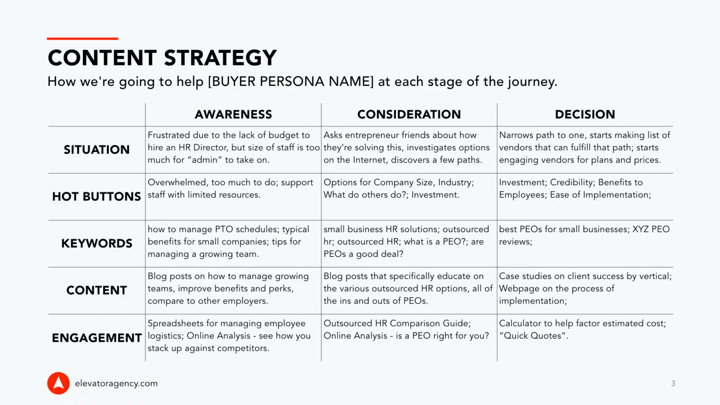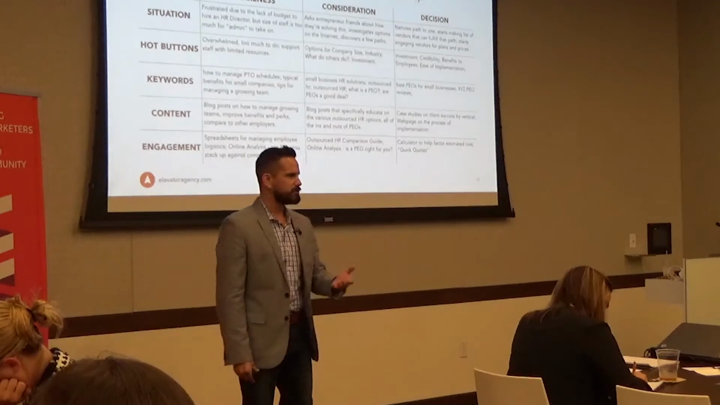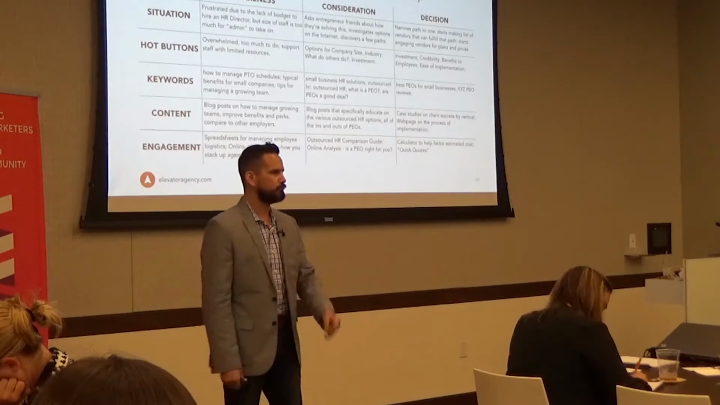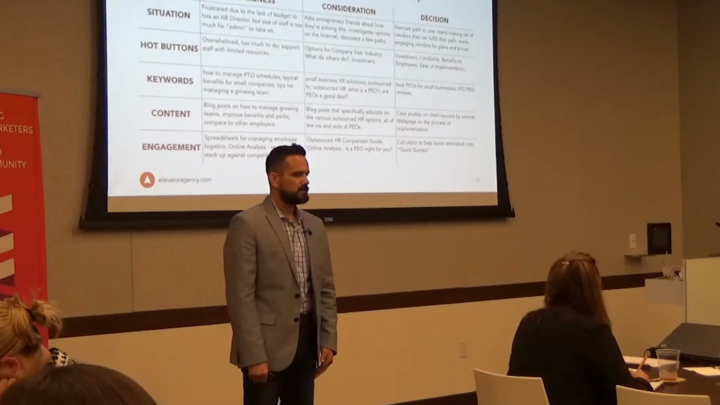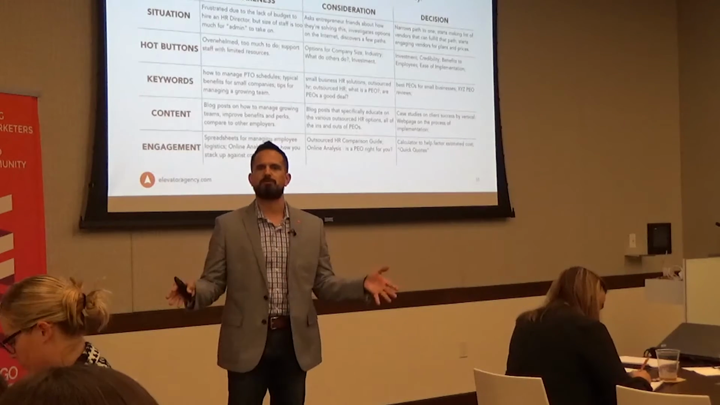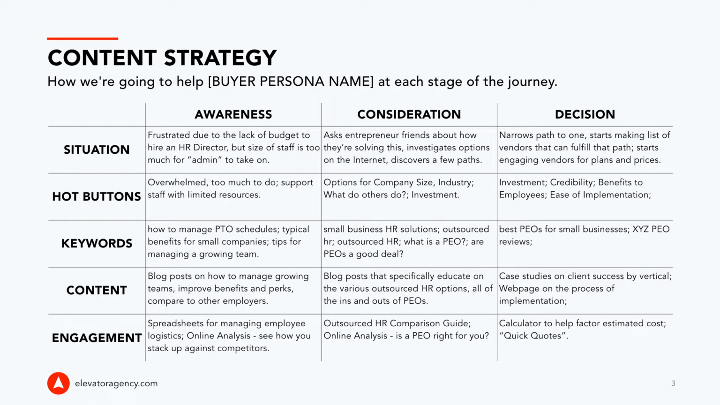And then think about that last stage. This last stage is the decision stage, which is to say they know the path they want to go down. Now they're just trying to find a few organizations that can take them down that path. Now they're really looking at your firm, your organization. They're really looking at you and several others. So what does that situation look like? Well, they've narrowed the path down to one path. They start making a list of vendors that can fulfill that path, and they start engaging vendors for plans and prices and strategies and so on, right?